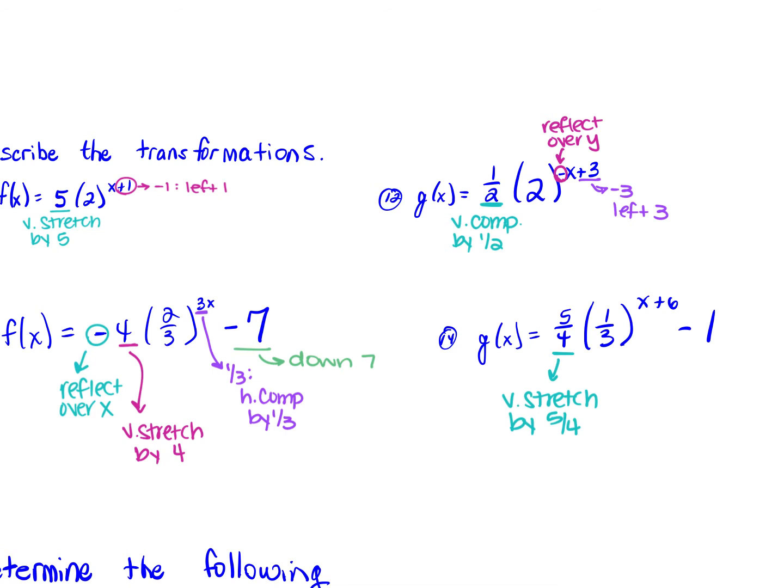The 1/3 is your base. Don't work with it. Move to your power. In your power with that x, you have a +6. So take the opposite of it. It's going to be -6, which means we're going to the left 6 units. Lastly, we have the -1. It's a whole number. It's last. So we go down 1 unit.